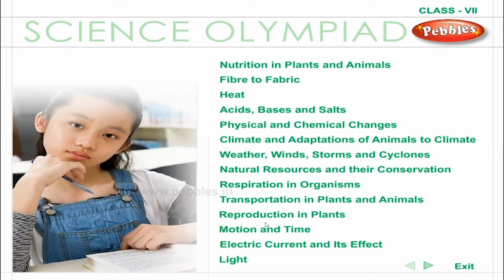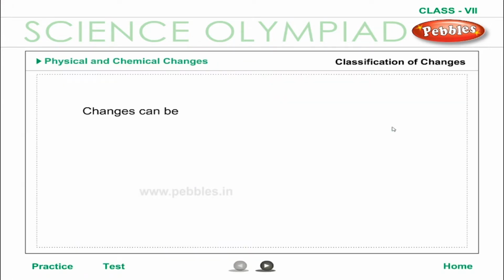Science Olympiad Class 7. Physical and chemical changes. Classification of changes.